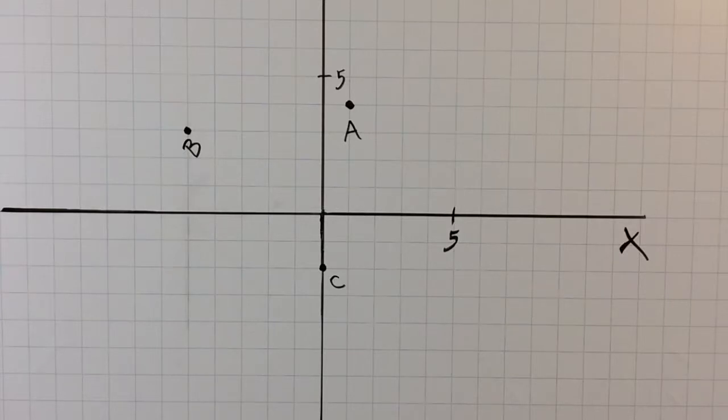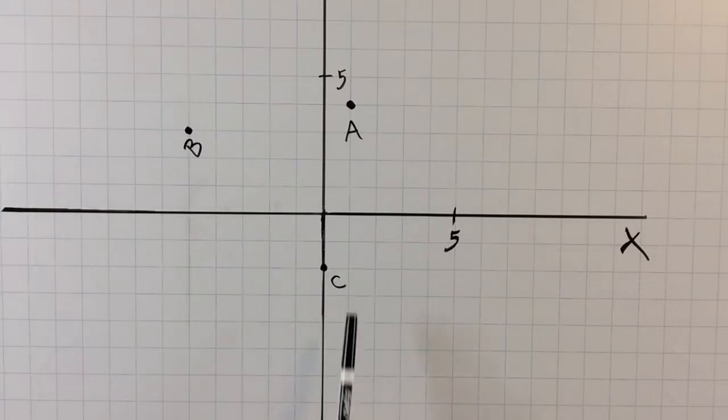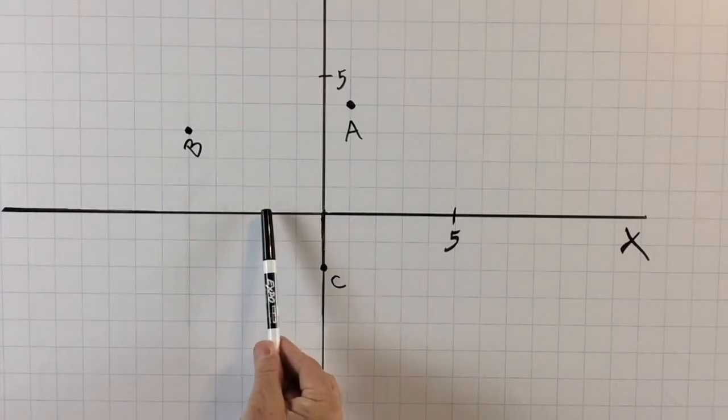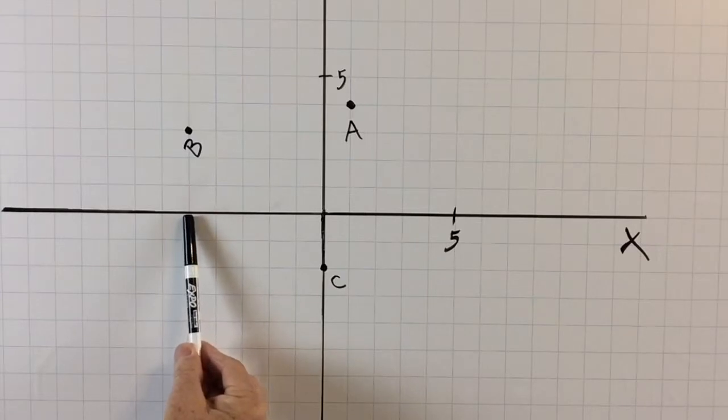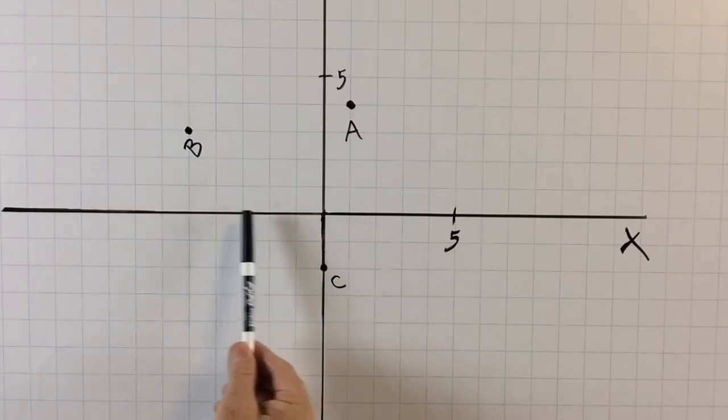Now let's look at B. On the x-axis, let's count. -1, -2, -3, -4, -5. That's -5 because we're moving left.